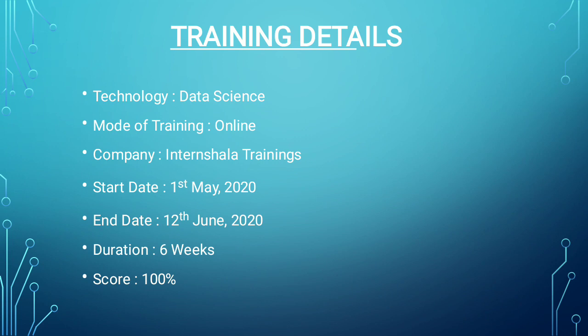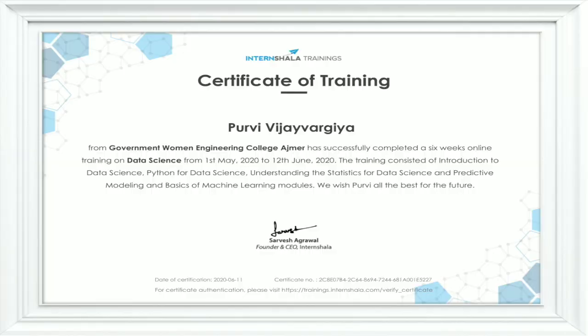Firstly, I would like to give some details about my training. The technology that I studied was data science, mode of training was online, company Internshala Trainings, start date was 1st May 2020 and it ended on 12th June 2020. Duration was 6 weeks and score was 100%. This is a certificate of my training which gives the information for the same.